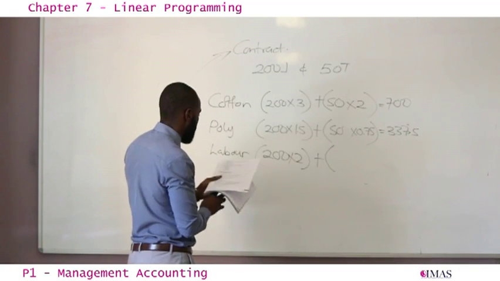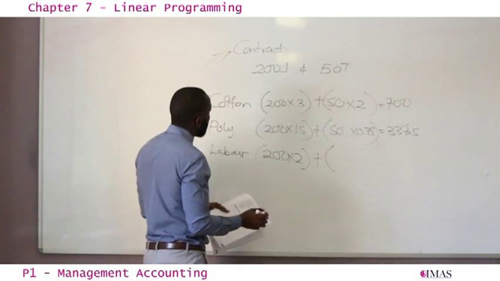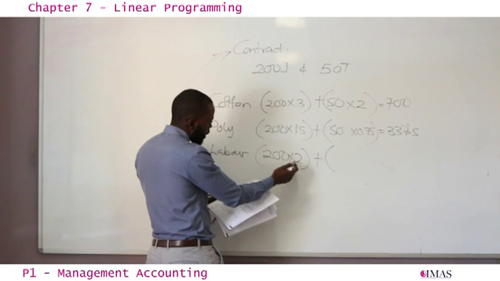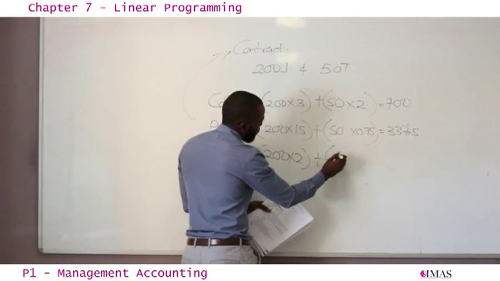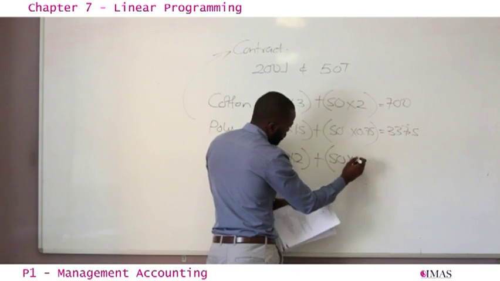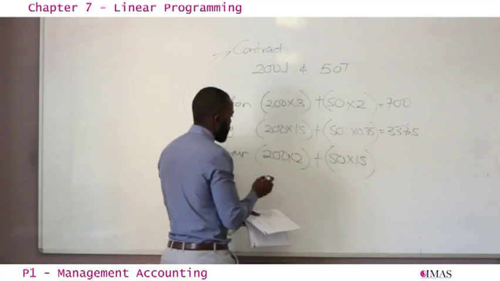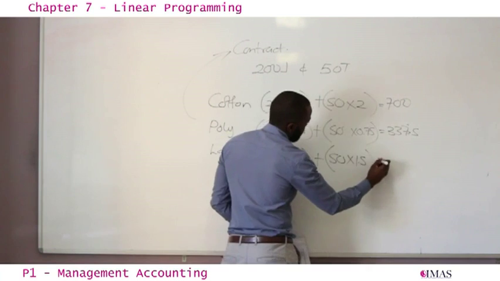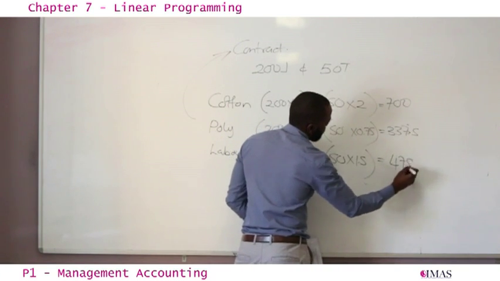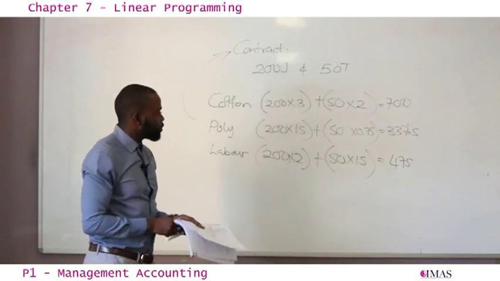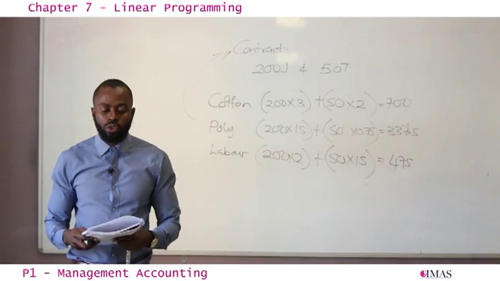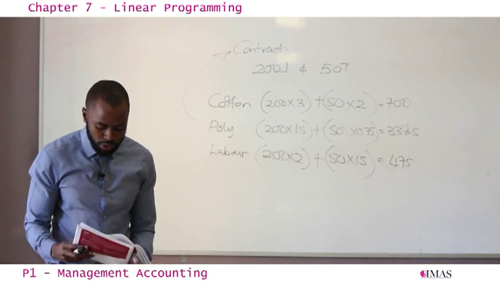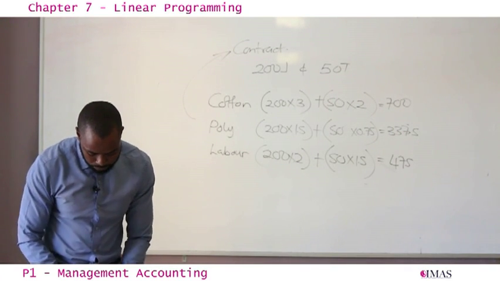337.5. And we're now on labor. Labor, we're going to make 200 jackets. Each one requires 2 hours, and 50 trousers, each one requires 1.5. So that's 400 plus 75. That's 475. So these are the resources that are going to go to the contract. We're going to allocate these resources to the contract.